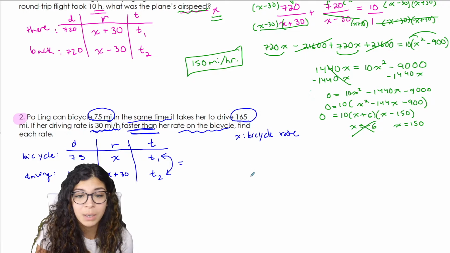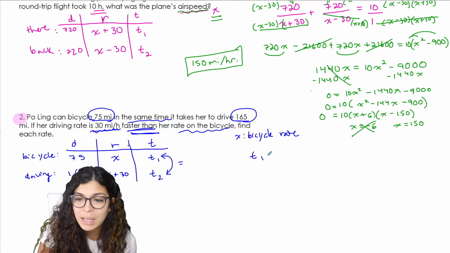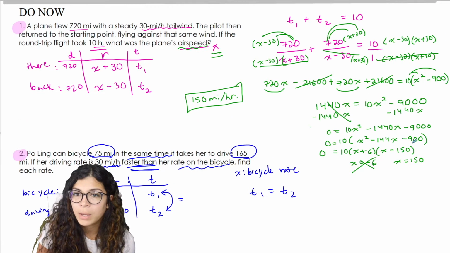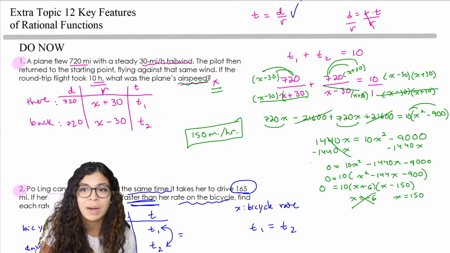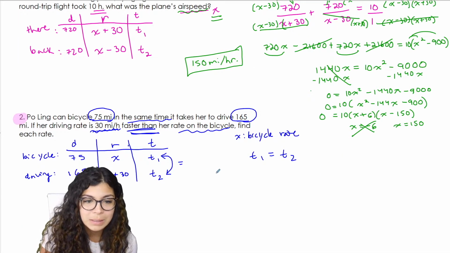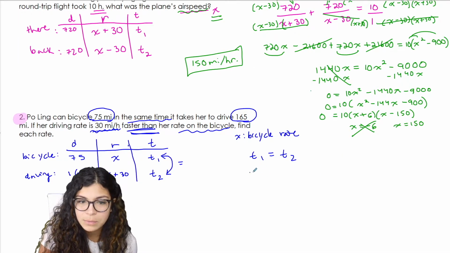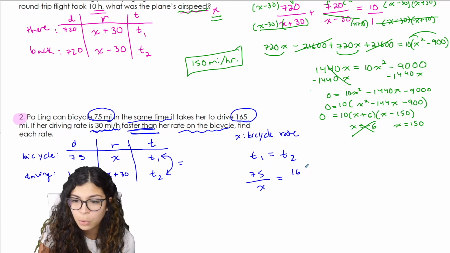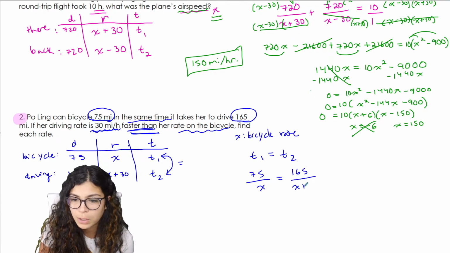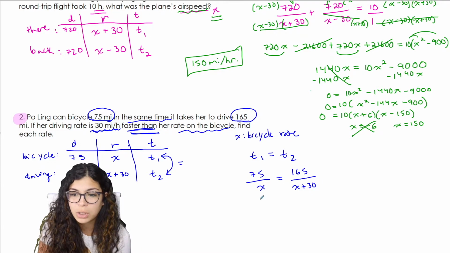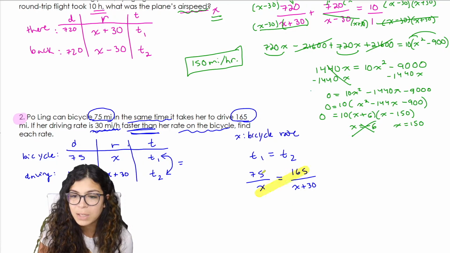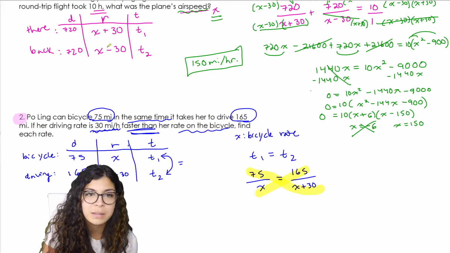So let's go ahead and write an equation, right? We know that T1 equals T2. Now time, what is time, right? We have that time is distance divided by rate. So the distance of the bicycle, 75, over the rate of the bicycle, x, equals the distance of driving, 165, over the rate of driving, x plus 30. And this is a proportion, one fraction equal to one fraction, so we can cross multiply, right? X times 165 equals 75 times x plus 30.